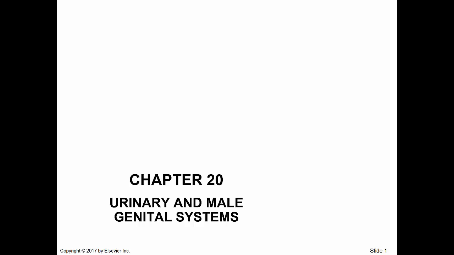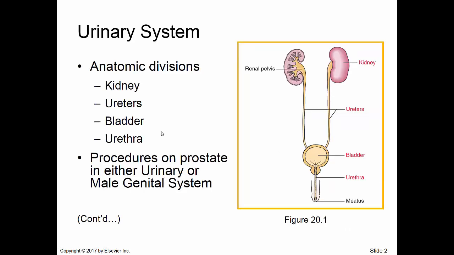Okay, here we go. Urinary chapter 20, urinary and male genital systems, pages 497 through 567. All right, so the urinary system, we have them divided according to anatomic divisions. You've heard this all semester. This chapter is kidney, ureters, bladder, and urethra. The procedures on the prostate are either in the urinary or the male genital system, so you need to be careful and see which one.